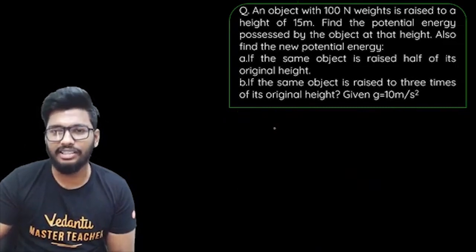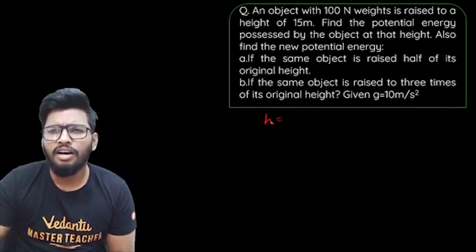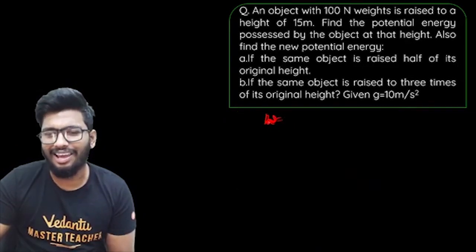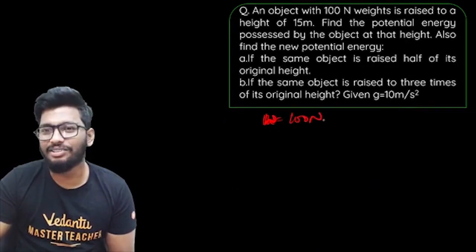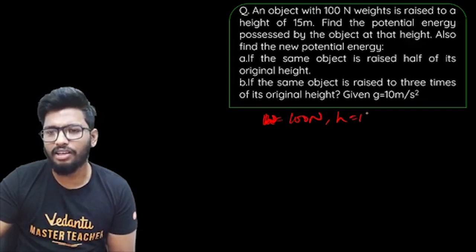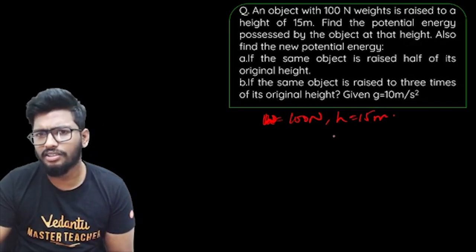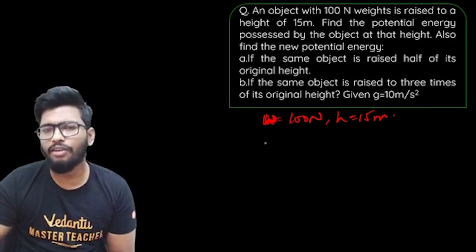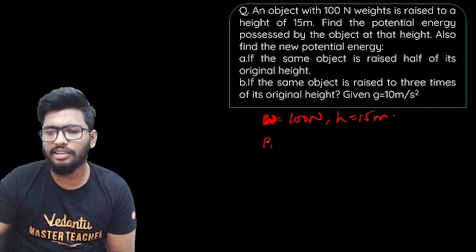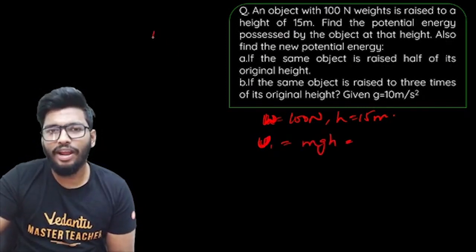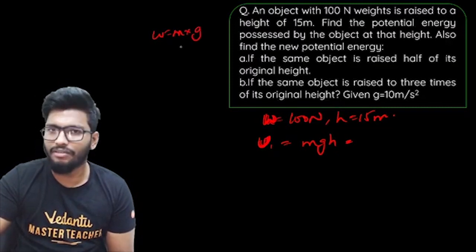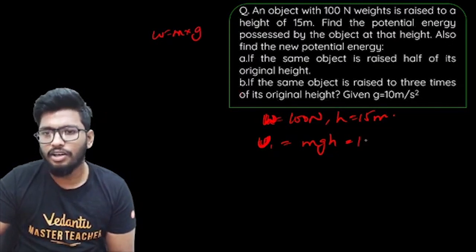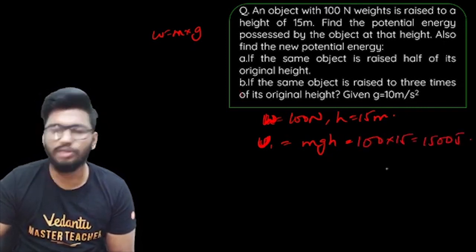All right. So the first one, guys, the weight is given as 100 newtons. Height is given as 15 meters. I don't need to change this at all. The units are pretty much the same. For the first one, we'll take it as U1 itself. Potential energy U1 is equal to M into G into H. So what is M into G? Weight is nothing but mass times acceleration due to gravity. So M into G is directly given as 100 newtons. So 100 into 15, what is it? 1500 joules is what you're going to get.